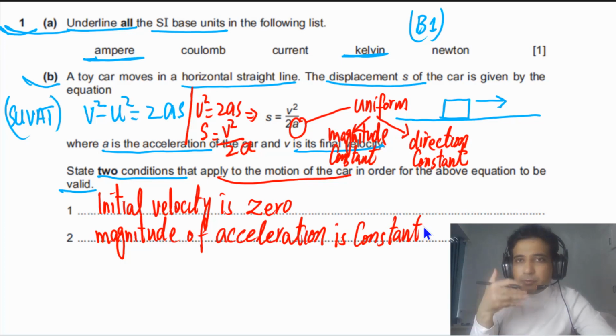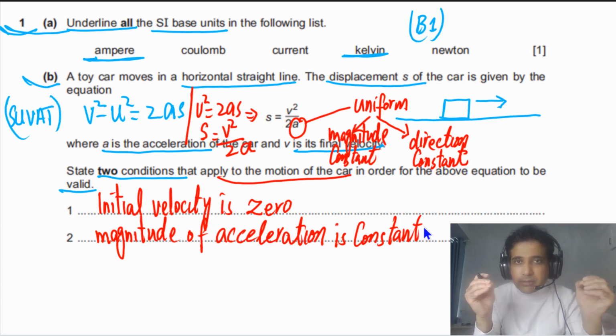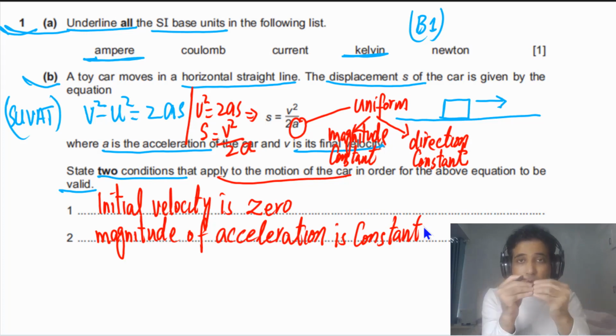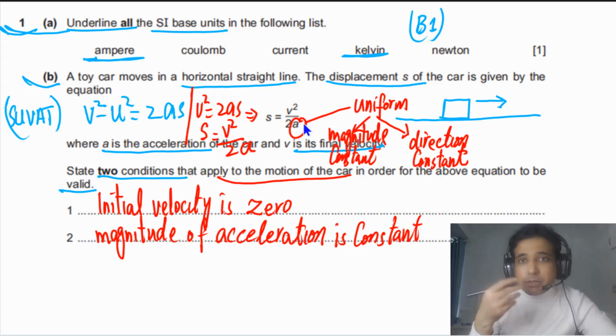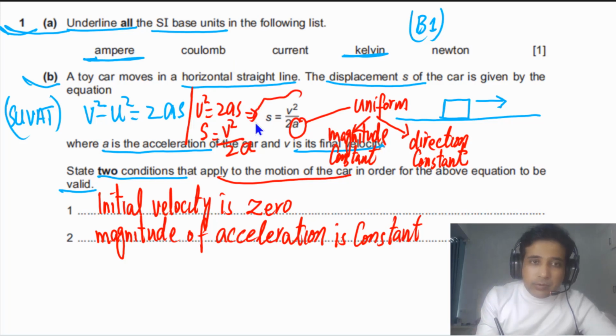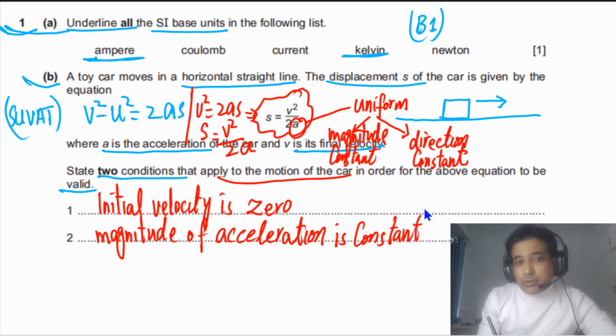So if you adopt this kind of habit, always try to write down the complete answer, the right physics, the whole physics. You will develop your understanding of physics in a proper way. So magnitude of acceleration of this car, if it is constant and initial velocity is 0, then we can use this one. So we have to write down these 2 points.